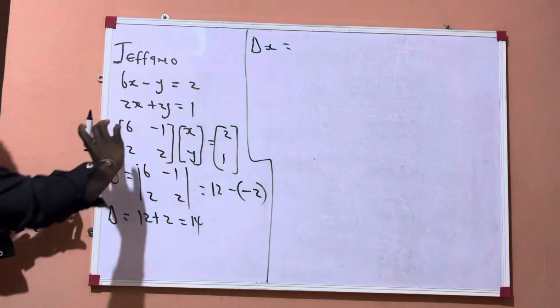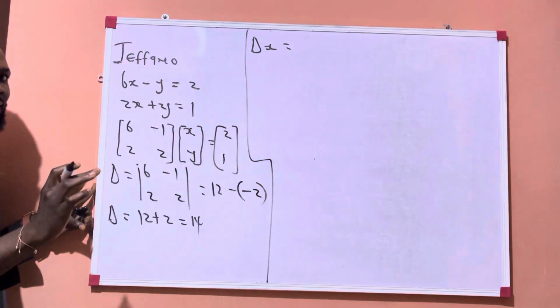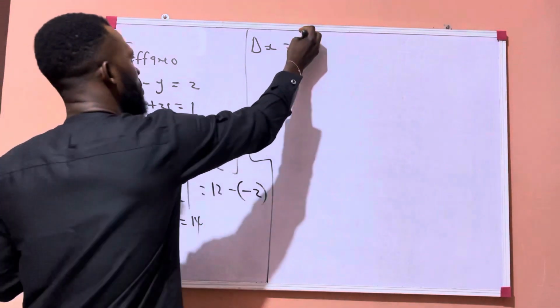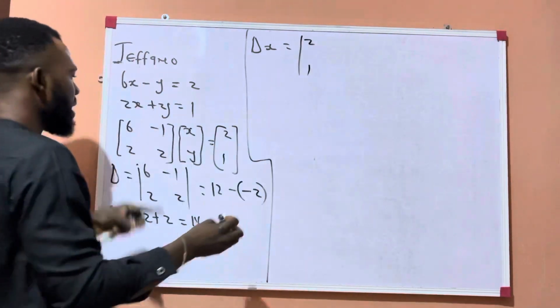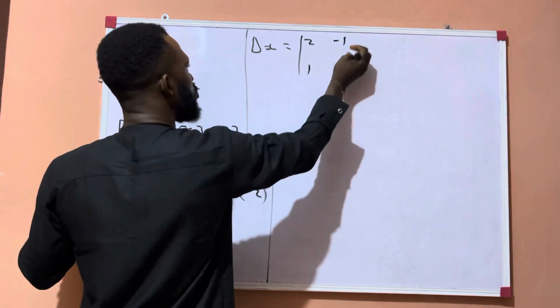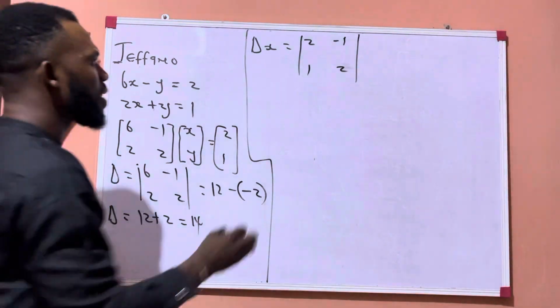Now, solving for changing x. Changing x simply means replacing your x column with your constant. It's as simple as that. Then take the determinant. So here becomes, instead of writing 6, 2, I will write 2, 1, and then here remains minus 1, 2. And then I close.